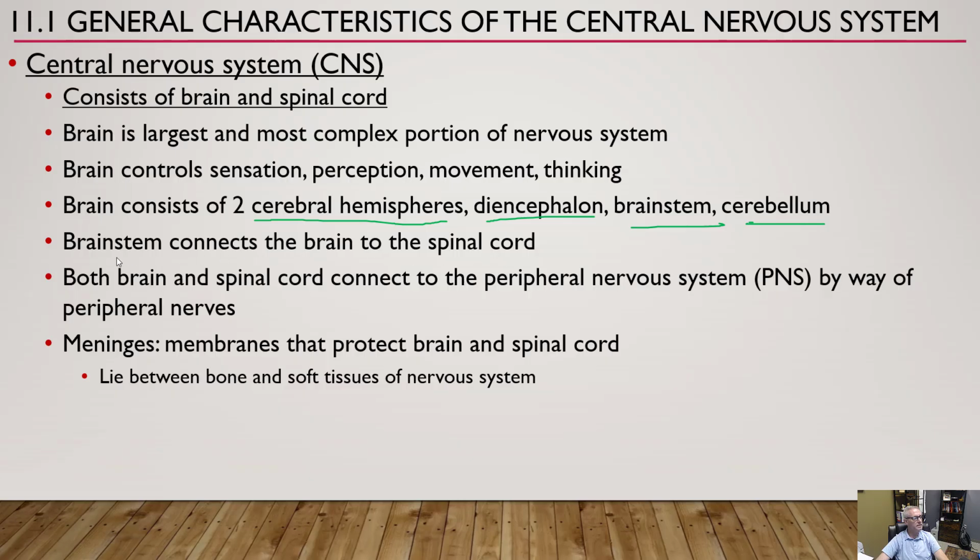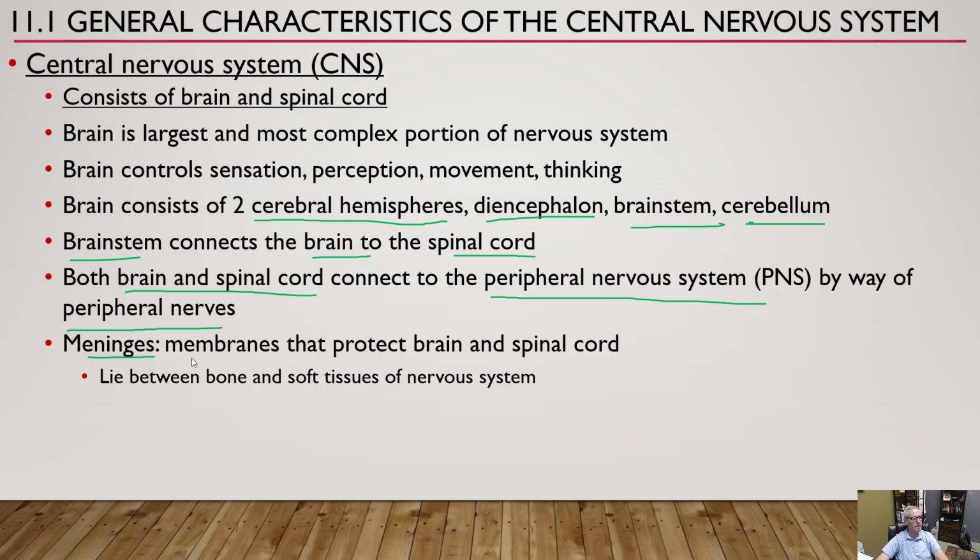The brainstem actually connects the brain to the spinal cord. We'll see pictures of this later on. And then the brain and spinal cord connect to the peripheral nervous system by way of the peripheral nerves. And then we also have the meninges, which we will talk about on the next few slides.